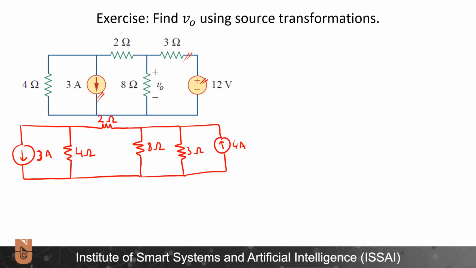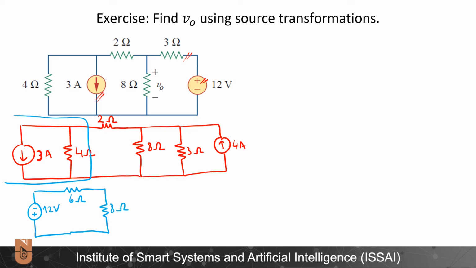Now, what else can I do? I can source transform this part of the circuit now. So accordingly, it will become minus plus 12 volts, 4 ohms in series with 2 ohms. So I will simply write here 6 ohms. Here I will put 8 ohms. Here I will have 3 ohms. And here I will have 4 amperes pointing upward.